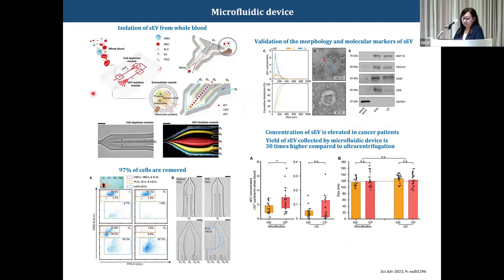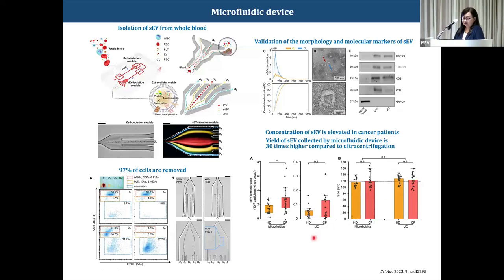So this microfluidic device comprises a cell depletion and an EV isolation module. In the first module, the cells are removed from whole blood, and then the cell-free blood is introduced to the second module, where small EVs are separated from other EV subtypes. Below, there's a figure showing that 97% of the cells were removed, and the morphology and the molecular markers of these isolated small EVs were validated.